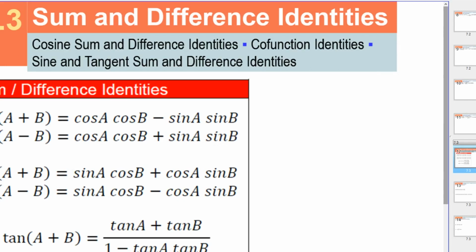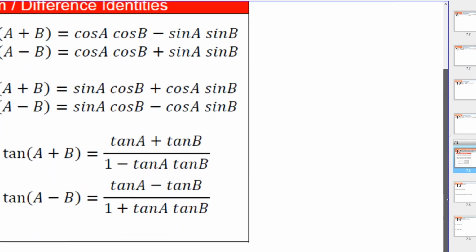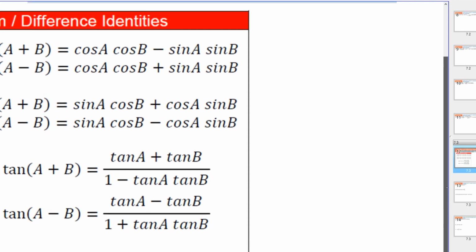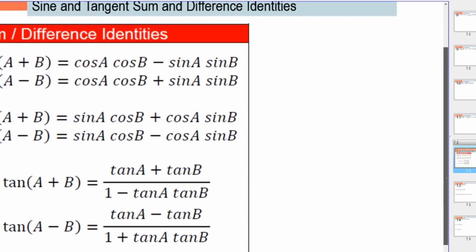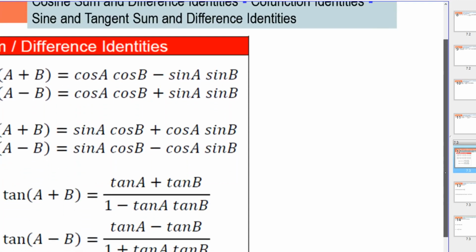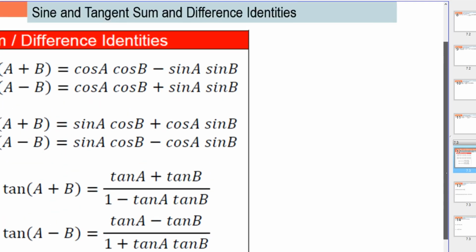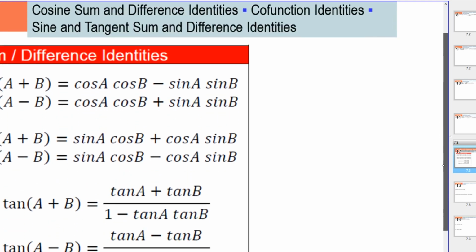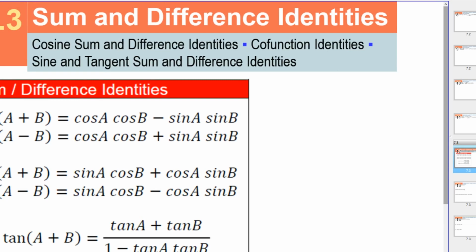7.3, Sum and Difference Identities. You're getting some new formulas here, and it looks like there's 6, but there's really only 3 because there's 2 cosines, 2 sines, and 2 tangents. The only difference is where the positives and negatives are. So be careful on that. Don't need to memorize them. You're just going to need to use them.